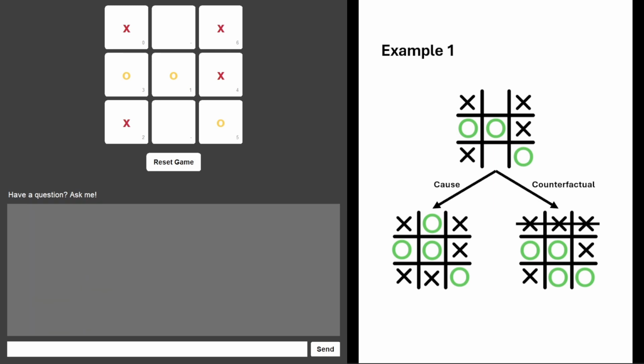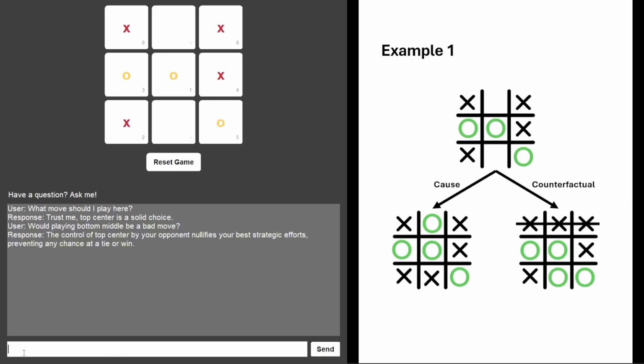We can ask the demo a question such as, what move should I play here? And you can see that it recommends the top middle position. Alternatively, you can ask questions such as, would playing bottom middle be a bad move? And the demo will use the counterfactual to respond.